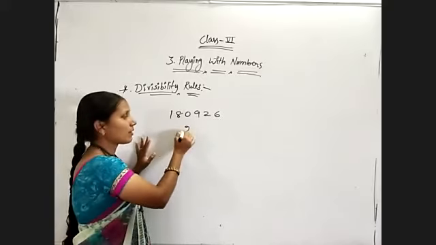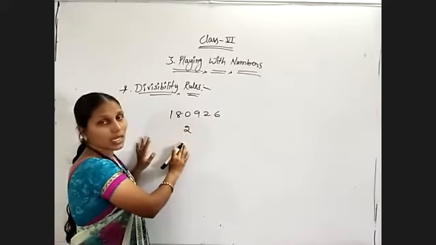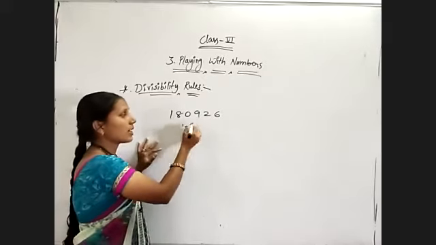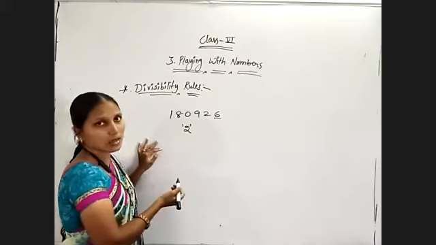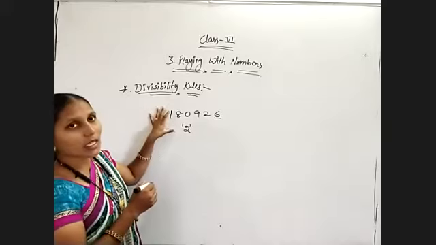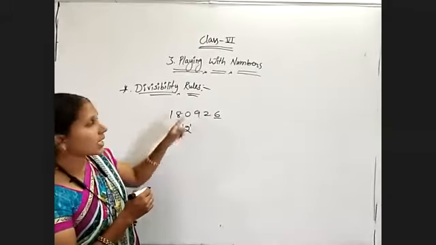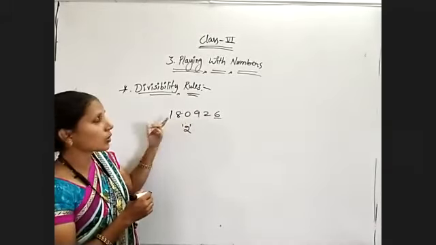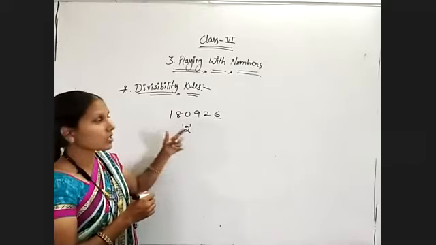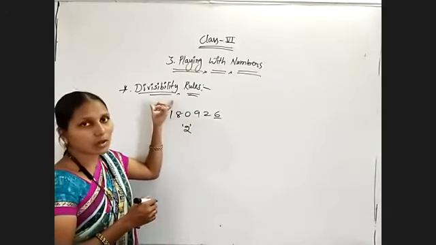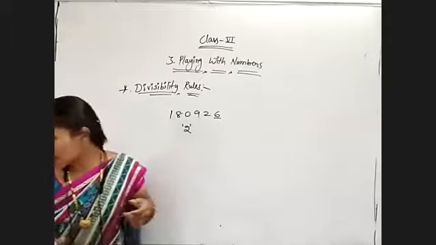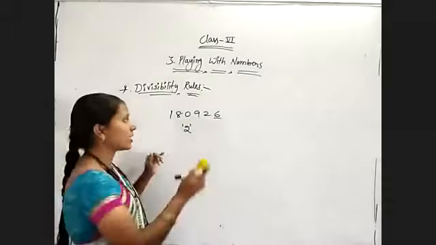Now I am telling whether it is divisible by 2 or not. It is divisible by 2 because the last digit is 6. So the process of checking whether a number is divisible by a given number or not without doing the division is known as a divisibility rule. In this chapter we have studied divisibility rules for different numbers.